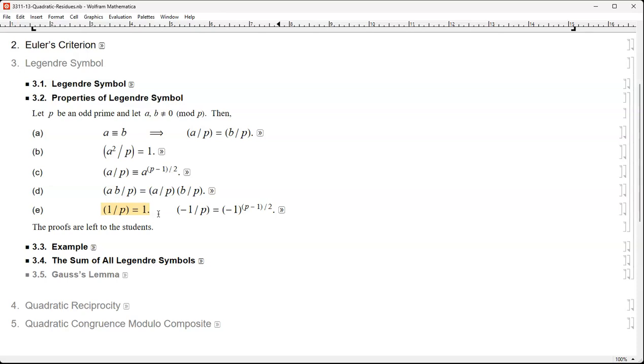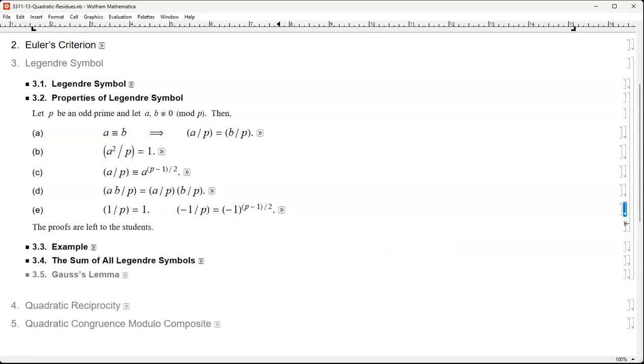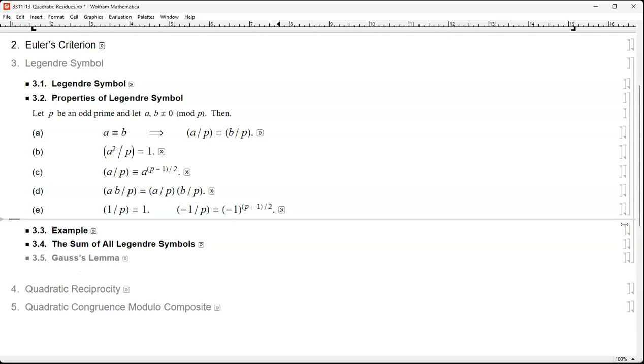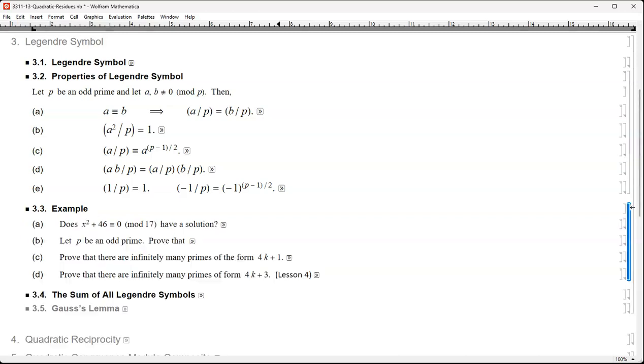Next, (1 over p) is always 1, and that's really obvious. 1 squared is 1. (-1 over p), well, it's the same as this Legendre symbol, except that we don't have to worry about congruence because -1 to whatever power is either 1 or -1. But if you want to prove it, well, I can go ahead and provide you a proof. The proofs are left to students, I said, but actually I went through all the proofs, so there you go. So those are algebraic properties of Legendre symbols. And let's try to utilize those in actual problems.